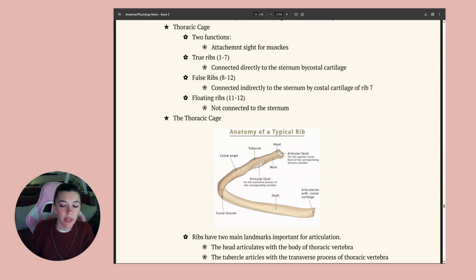So true ribs are going to be the 1st through the 7th. They are connected directly to the sternum by costal cartilage. The costal cartilage is going to be right here. It connects the rib to the sternum. Then outside of that, your false ribs are going to be 8 through 12. Those are connected indirectly to the sternum by the ribs above them. And then lastly, you have your floating ribs. This is going to be 11 and 12. 11 and 12 are also considered false ribs. Floating ribs are not at all connected to the sternum.